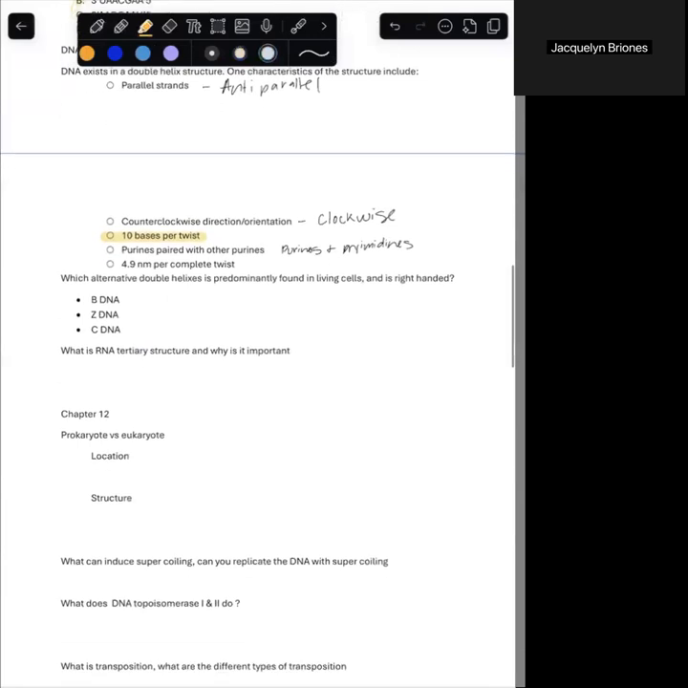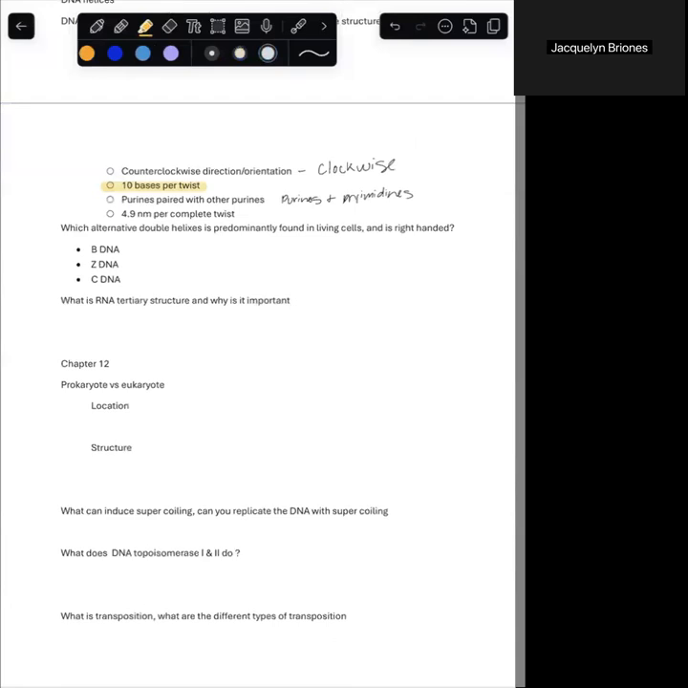Okay, which alternative double helix is predominantly found in living cells and right-handed? So predominantly found in living cells is B-DNA. If you remember, Z-DNA is our zigzag one, and that one's not right-handed, that one's left-handed. Zigzag Z-DNA. And then cDNA doesn't even exist. I made it up.